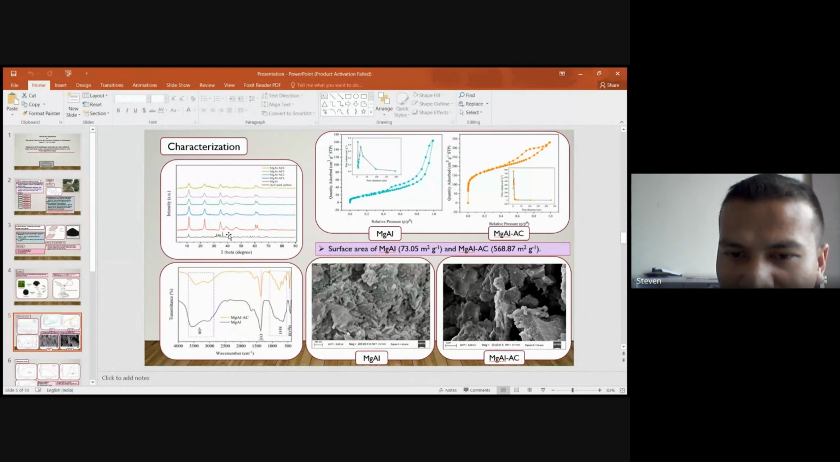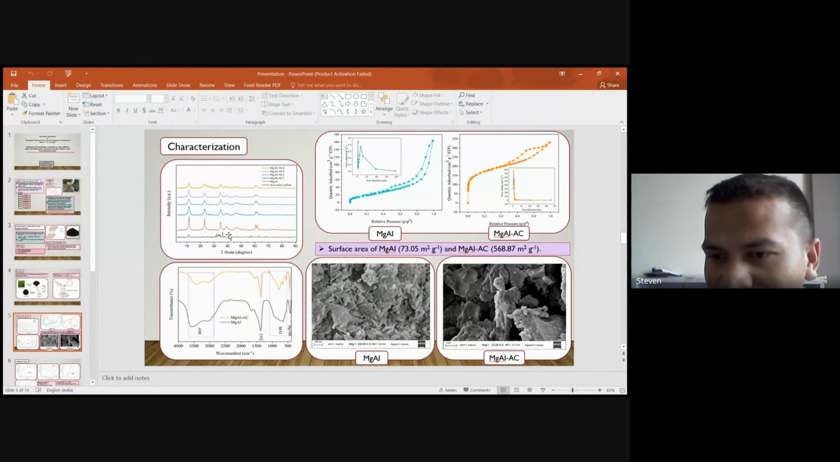Now, the BET surface area showed that after adding activated carbon, the surface area has increased a lot. The surface area of the pure magnesium aluminum LDH is 73.05 meters square per gram, whereas the composite is 568.87 meters square per gram.